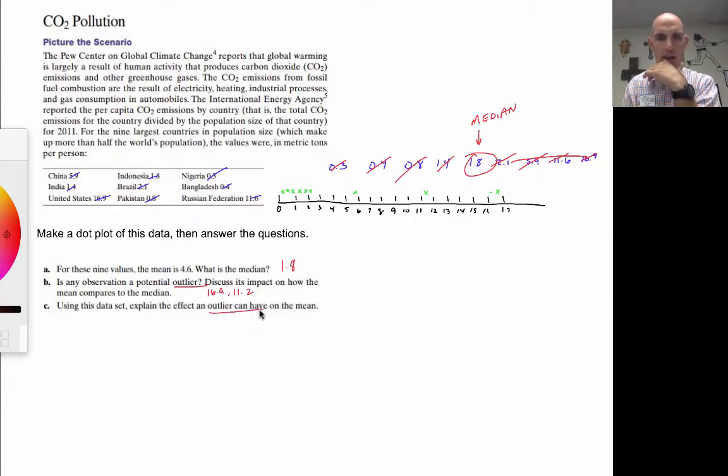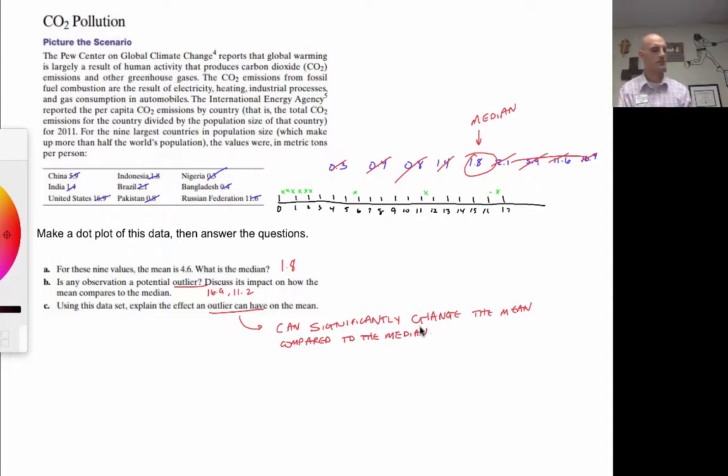So outliers can significantly change the mean compared to the median. Right? So the median value gives me one way to measure the middle, okay, and it's got a significant impact.